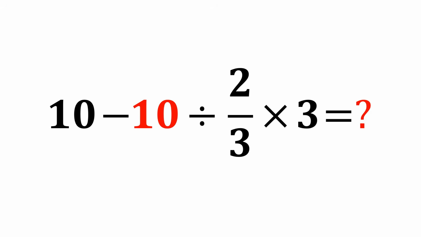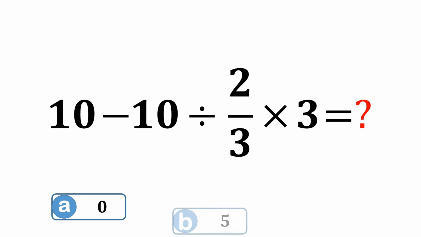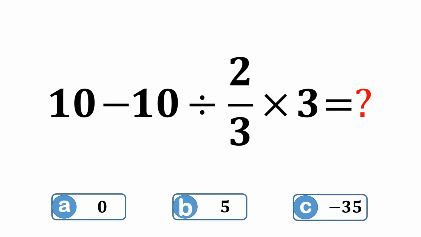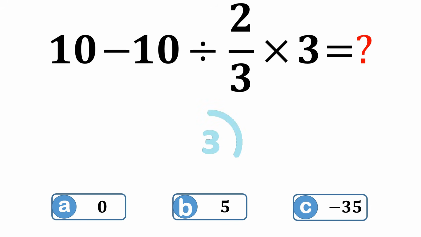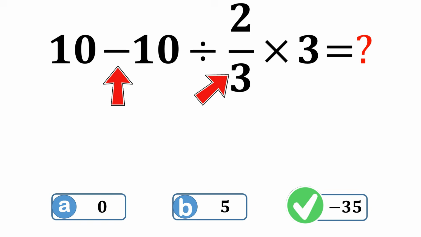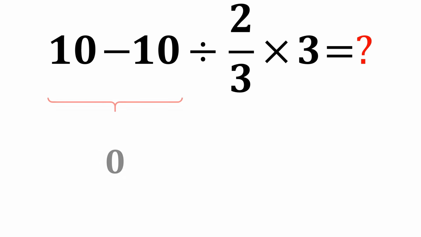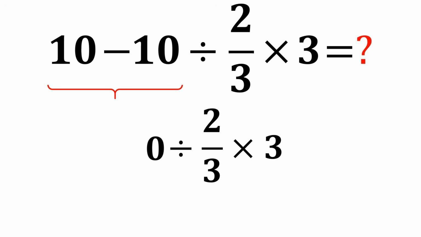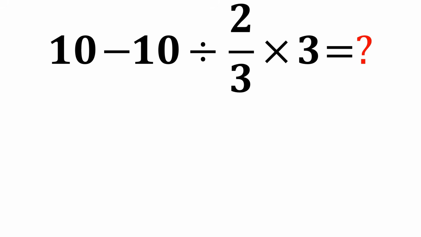10 minus 10 divided by 2/3 multiplied by 3. Is it 0, 5, or negative 35? This question has every trap: subtraction, fractions, and priority. Most people say 10 minus 10 is 0, so the whole thing is 0. Wrong. Subtraction must wait for the big boys. Let's do the division and multiplication first from left to right.